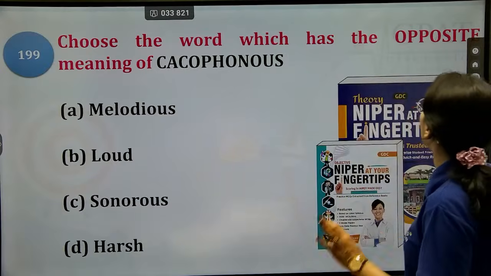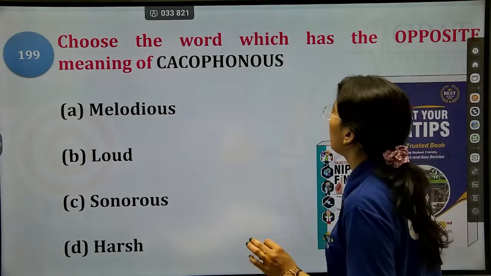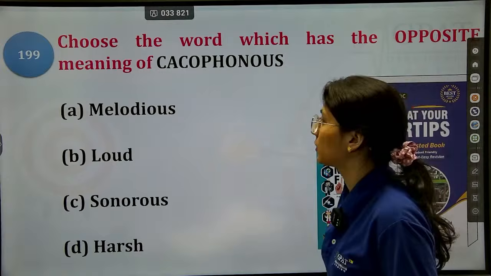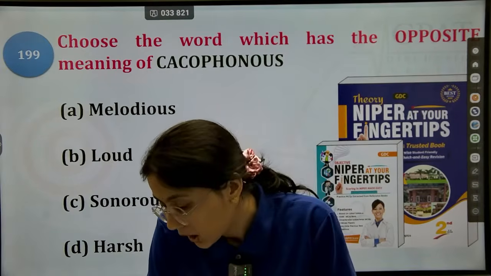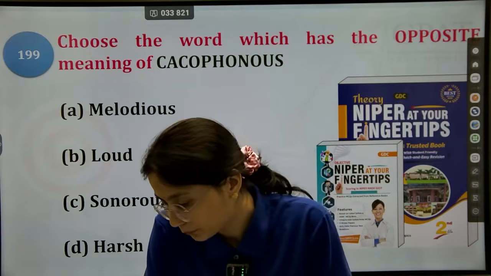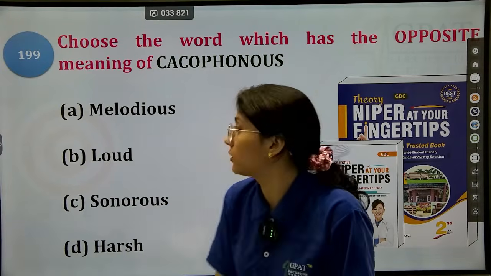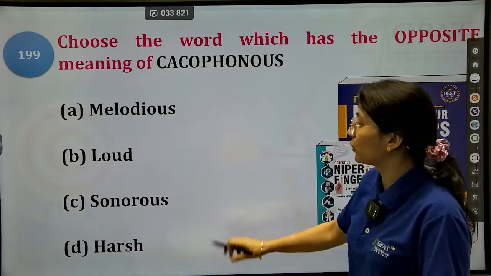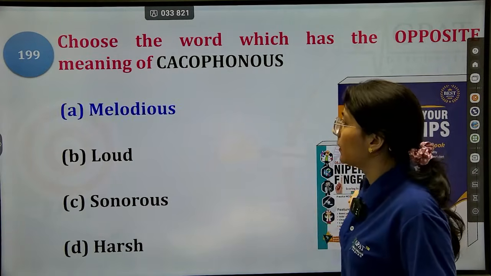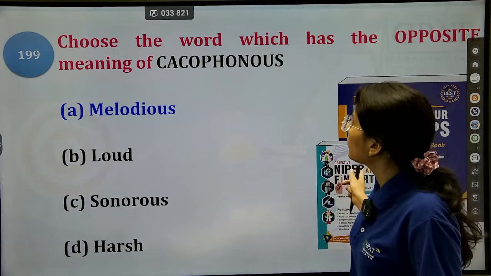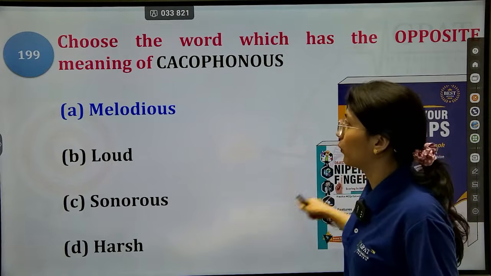Choose the word which has the opposite meaning of cacophonous. Cacophonous means having an unpleasant, loud, or discordant mixture of sounds. Melodious, loud, sonorous, harsh. So the answer is melodious.